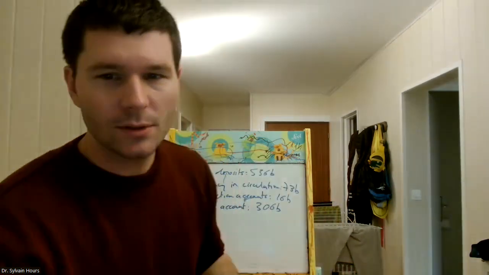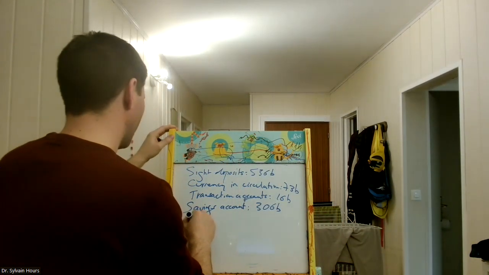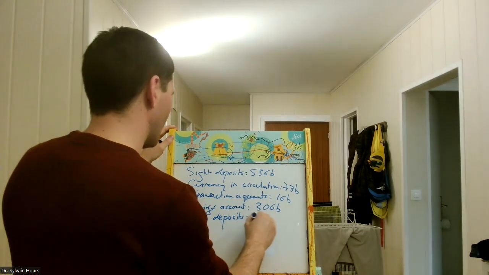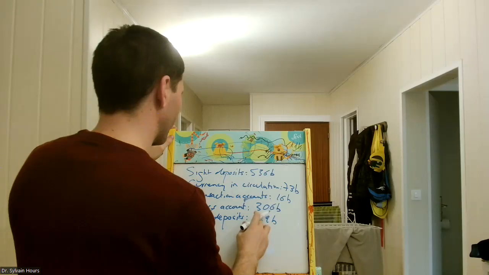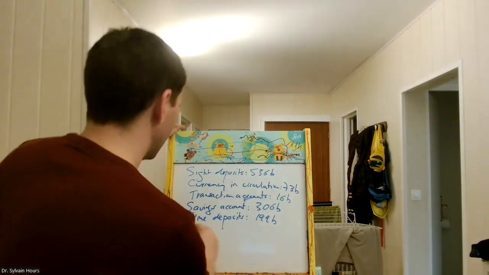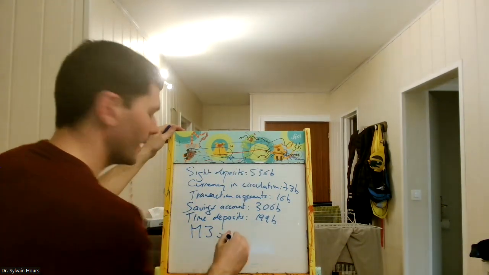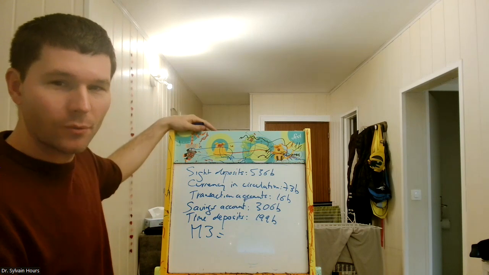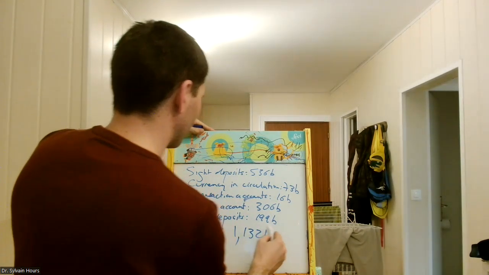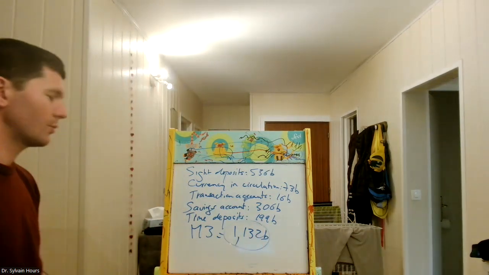You can find that on data.snb.ch. And time deposits, 199 billion. So overall, M3, we add everything, right? M3 is 1,132 billion francs. So that's the amount of money in circulation in Switzerland.